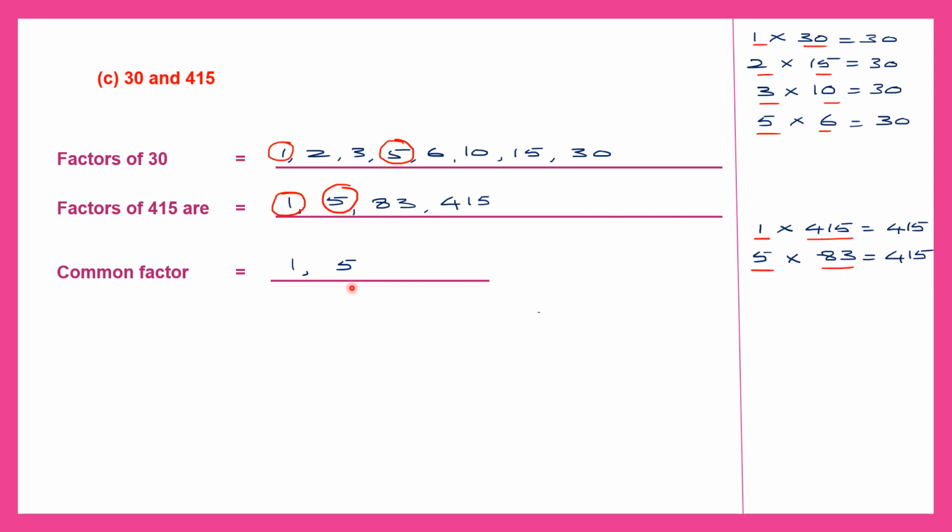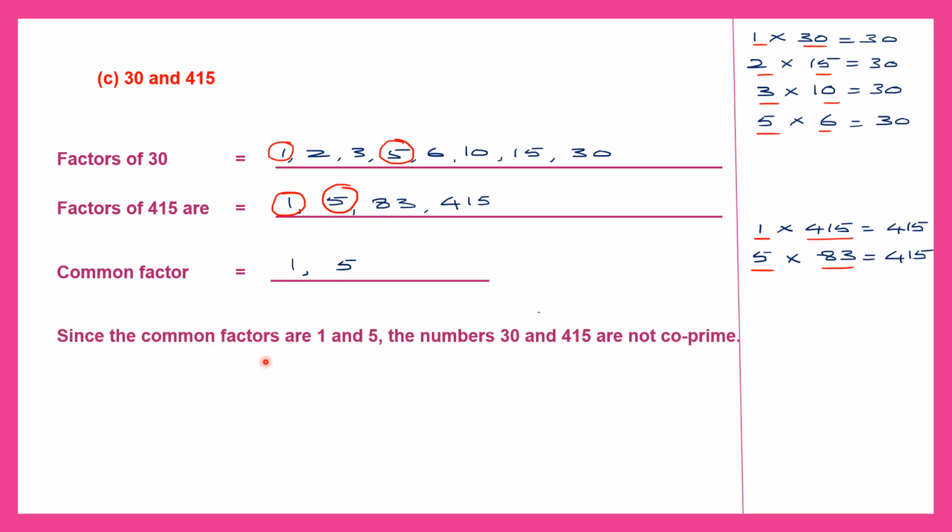So they are not co-prime numbers. If they are co-prime, they'll have only one factor and that will be 1. So since the common factors are 1 and 5, the numbers 30 and 415 are not co-prime numbers.